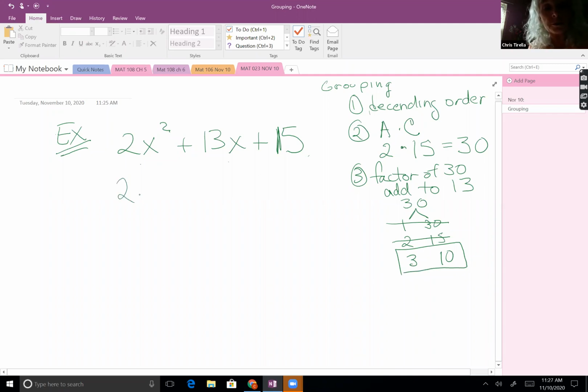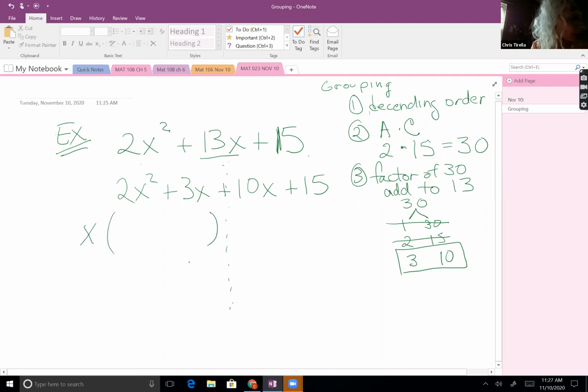So I'm going to look at this as 2x squared plus 3x plus 10x, replacing the 13x with that sum that equals it, plus 15. Now grouping. The first two have an x in common. What would my other factor be after I common factor out that x? Anybody? Two x squared divided by x would be 2x. 3x divided by x would be 3.